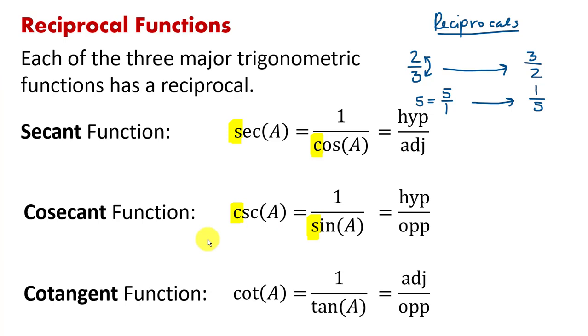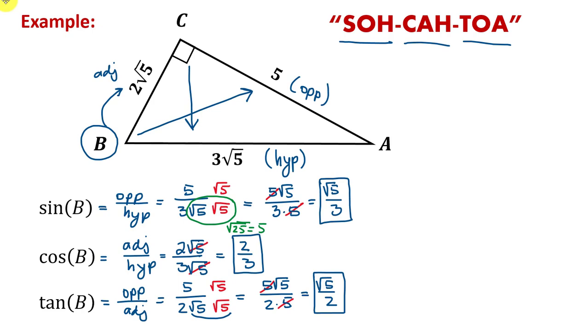So let's go back to our example and now find the reciprocal function values for angle B. I'm going to start with the secant function. The secant function is the reciprocal of cosine. Since I already know that cosine is 2/3, finding its reciprocal is going to be very easy, right? What is the reciprocal of 2/3? It's 3/2. That means that secant of angle B is 3 over 2. Simple like that, and here's that answer.